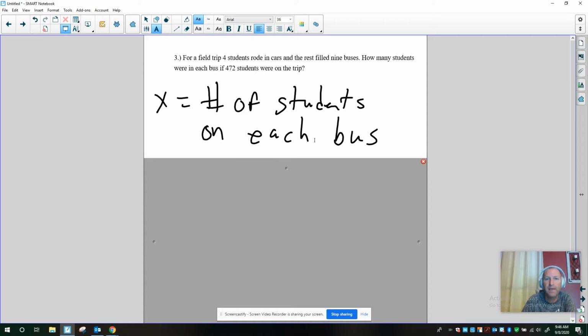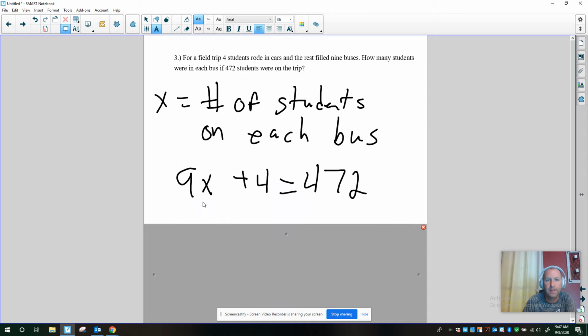The rest of this is calculating both sides. So originally, there were 4 who rode in cars, and 9 times the number of students on each bus are the students that are in the buses. 4 are the ones in the car. You add them up. That's the total number of students on the trip. This is the variable expression showing the number of students on the trip, and this is the numeric value of the students on the trip.